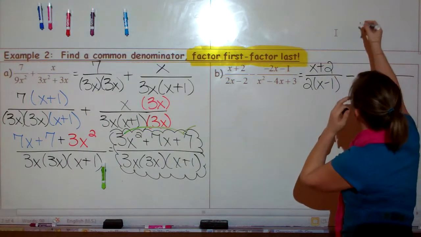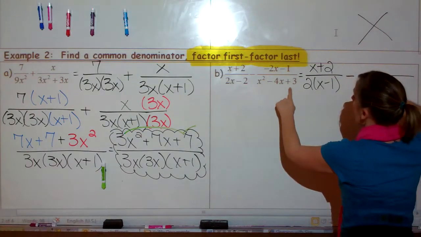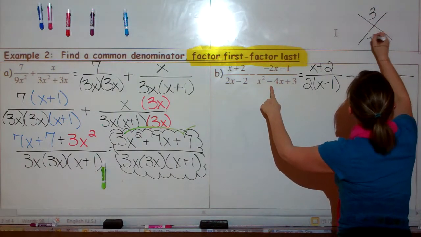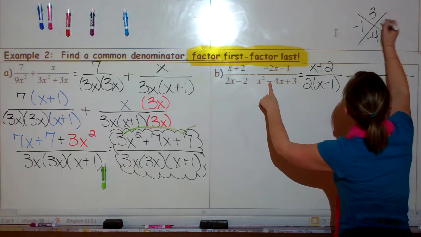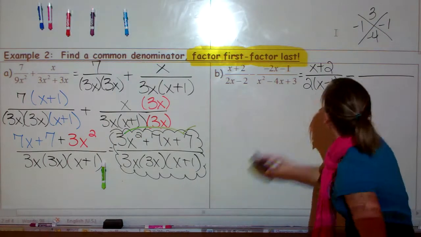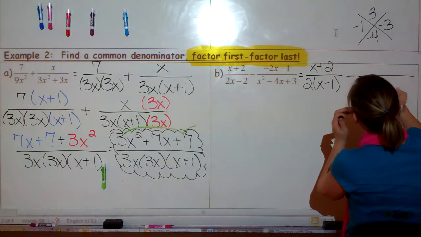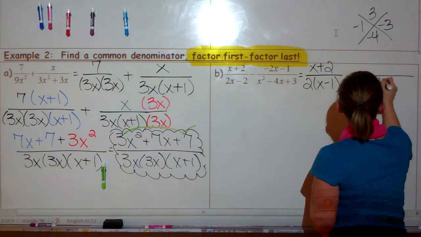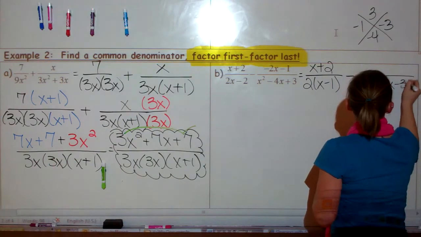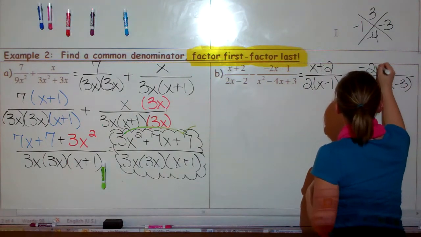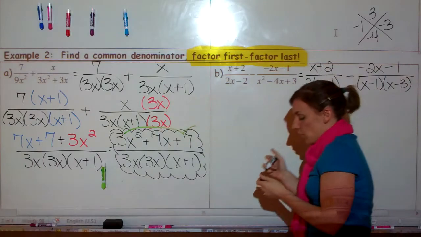This is just a trinomial. A lot of you guys like to make your x. So what multiplies to 3 and adds to negative 4? It's a negative 1 and a negative 3. So that means that that factors to x minus 1 and x minus 3. And the numerator is just negative 2x minus 1.